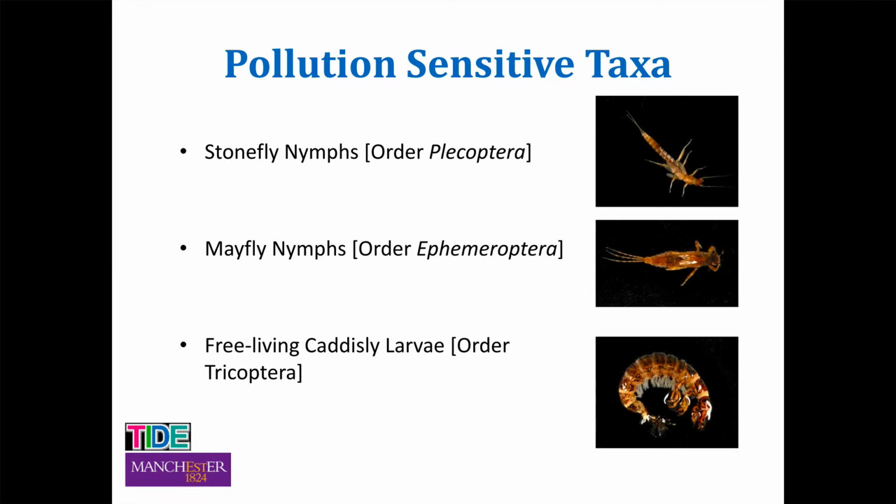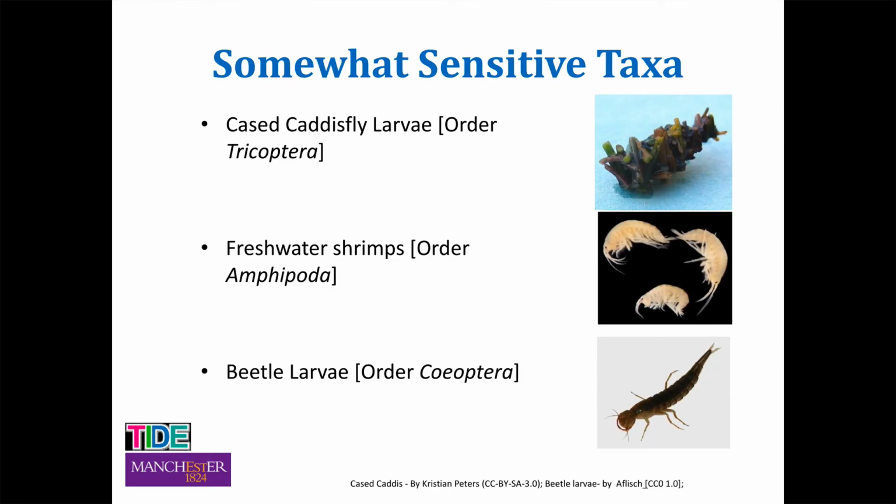So if you see in your sample lots of these particular taxa, then you know it gives you an indication that your water quality is quite good. Because if it was polluted, you really wouldn't see these taxa, these orders at all. So it gives you a good indication of the quality of your water.